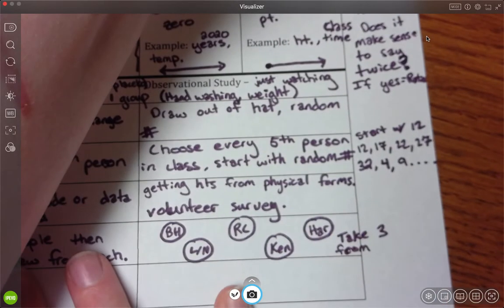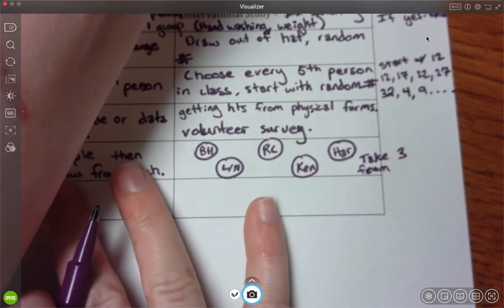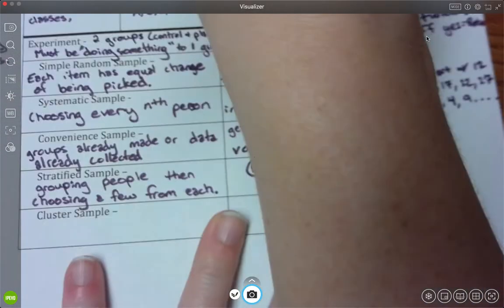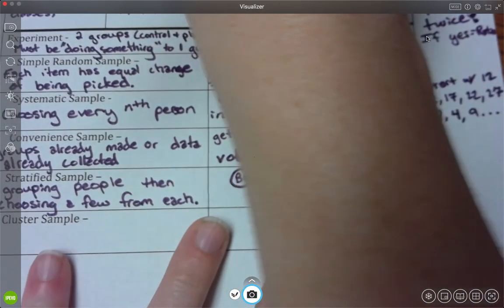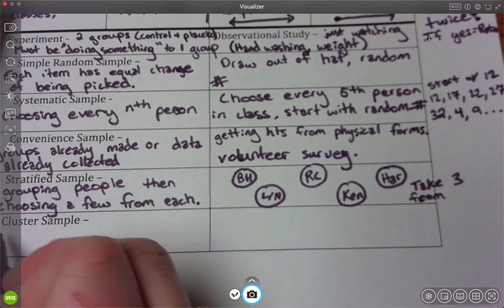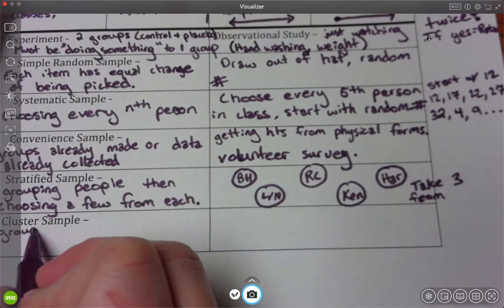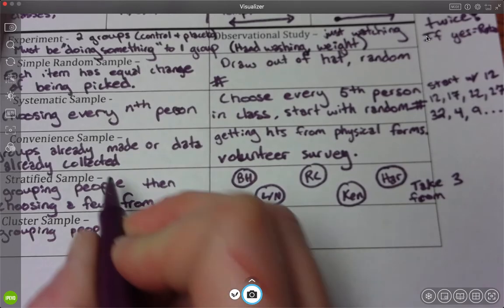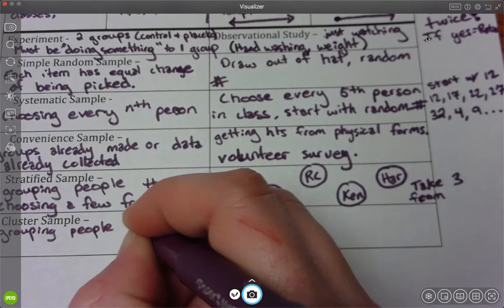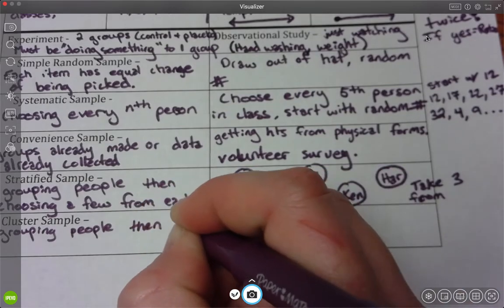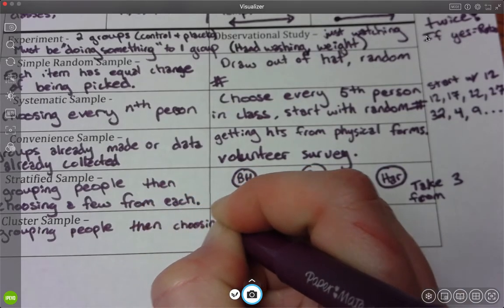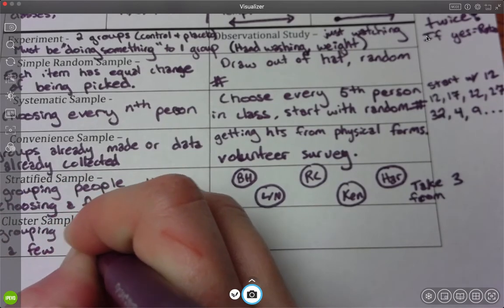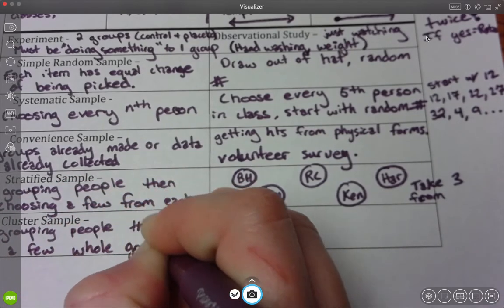Okay. All right. And then the last one is cluster sampling. So I'm going to say grouping people, just like we did in the first one, but then choosing a few whole groups and forgetting the rest.